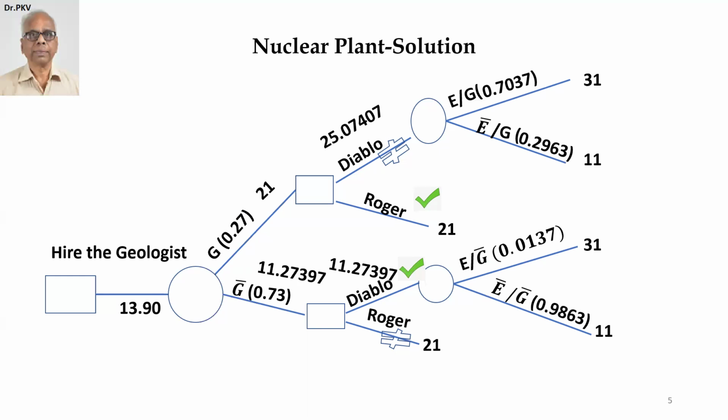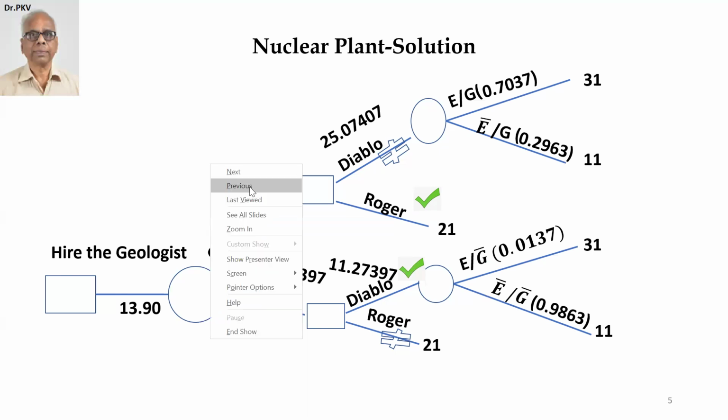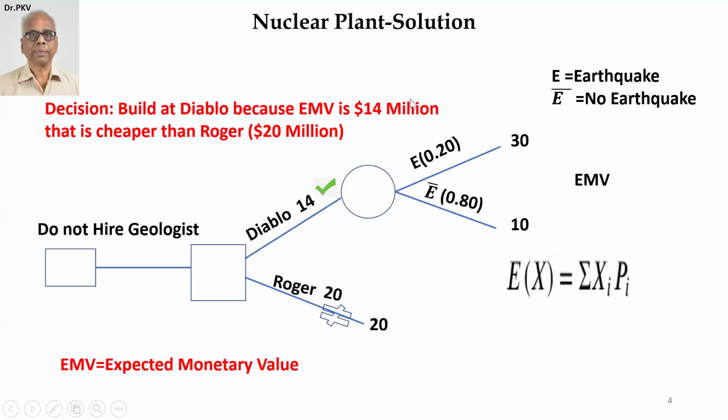So what is the conclusion? This is a sequential decision. When the geologist predicts earthquake, build the plant in Roja. When the geologist predicts no earthquake, build it in Diablo. And the overall cost of hiring the geologist on an expected monetary value basis is 13.9. So my first decision is, hire the geologist because it is cheaper than not hiring the geologist.